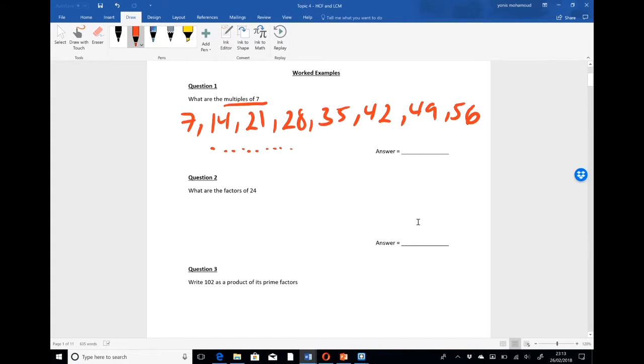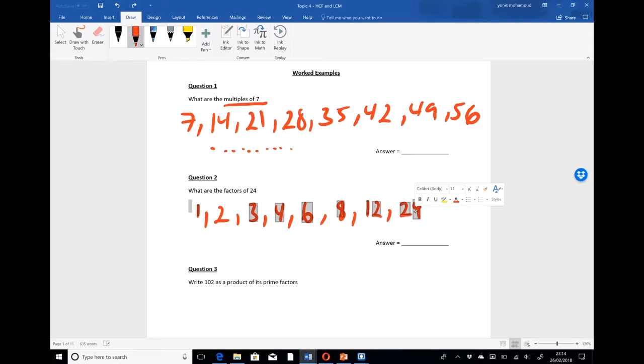Let's go over question number 2. Question number 2 is asking you, what are the factors of 24? To do that, you're just going to write down all the numbers that can go into 24. So for example, 1, 2, 3, 4, 6, 8, 12, and 24.